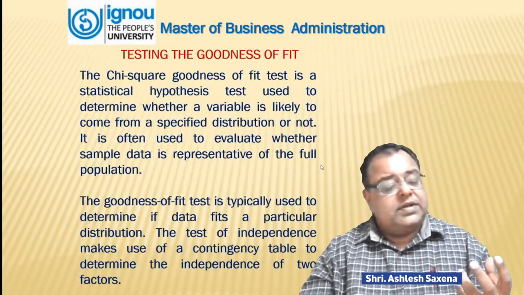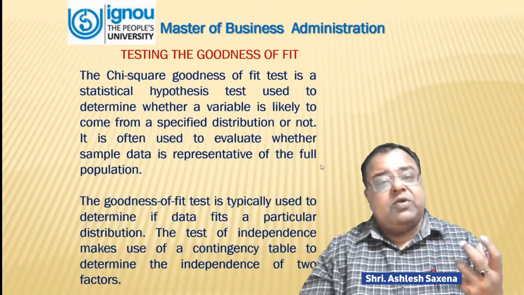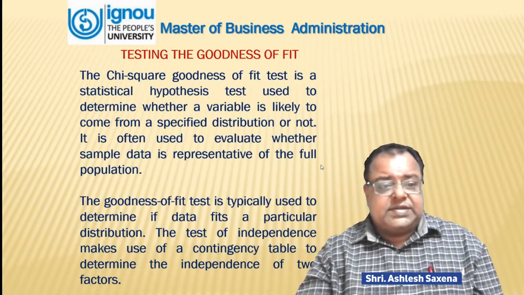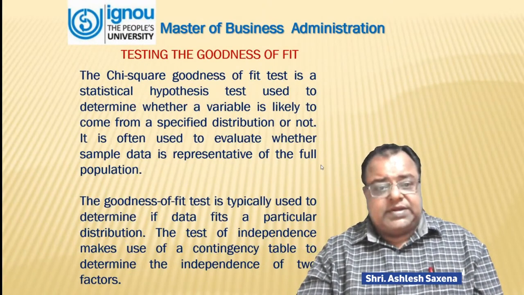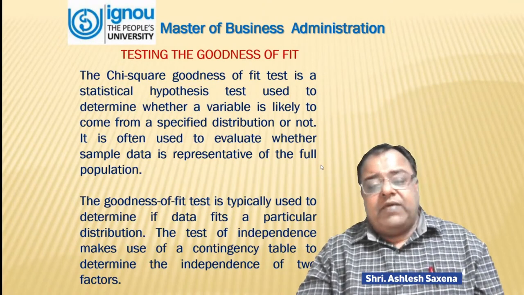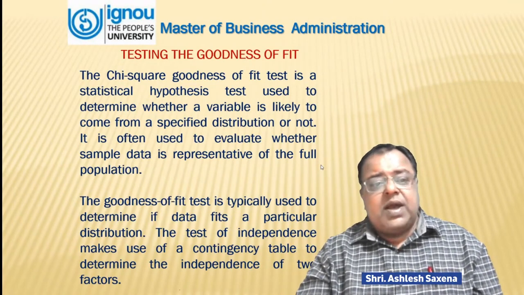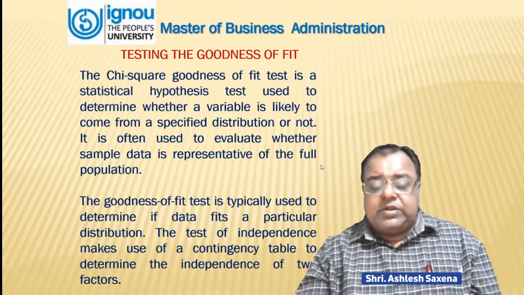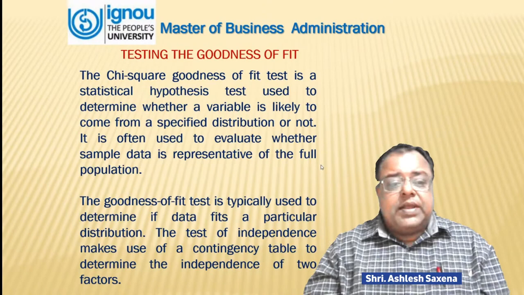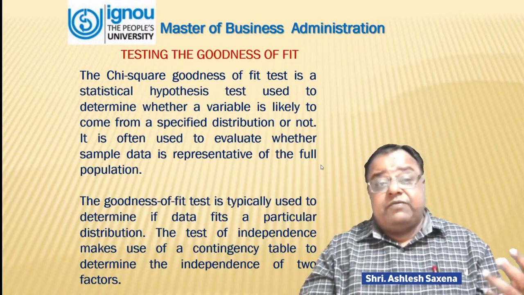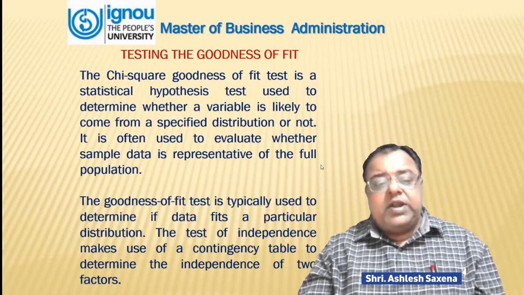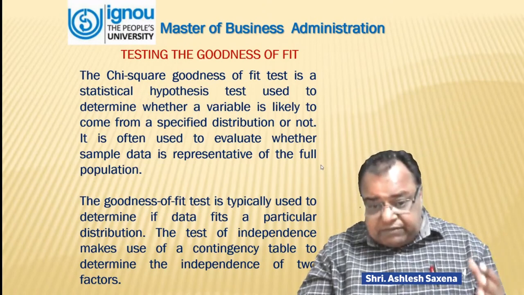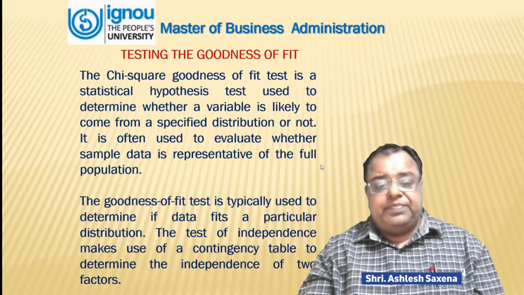What is testing the goodness of fit? A chi square goodness of fit test is a statistical hypothesis test used to determine whether a variable is likely to come from a specified distribution or not. It is often used to evaluate whether sample data is representative of the full population. The goodness of fit is typically used to determine if data fits a particular distribution.